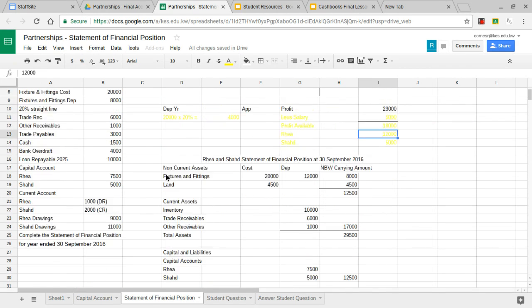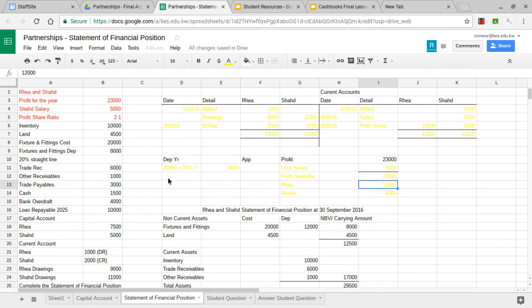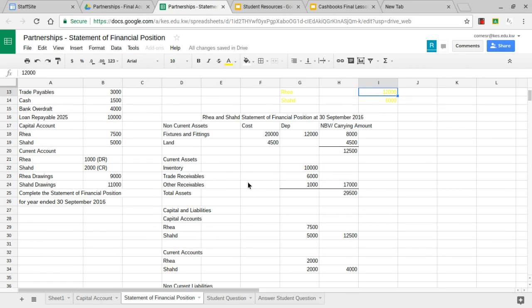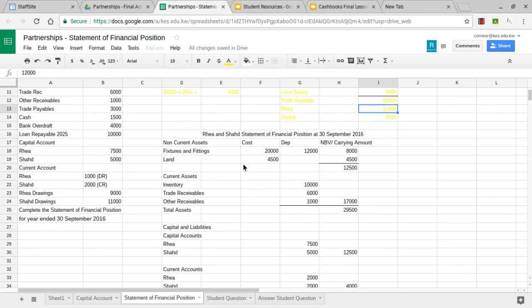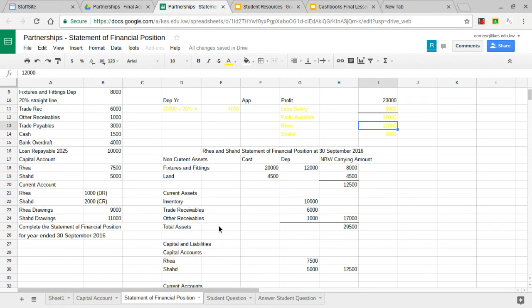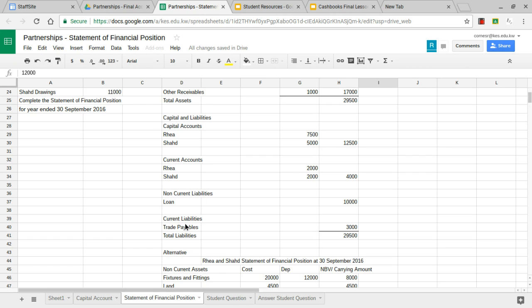Okay, a typical partnerships question might ask you to do the statement of financial position. Here we've got a load of information, and we need to do the statement of financial position. A large chunk of it is exactly the same as we've already seen. So what you can already see up here is the non-current assets and the current assets. We're going to do what we've always done. And then we've also got down here the current liabilities and any non-current liabilities.